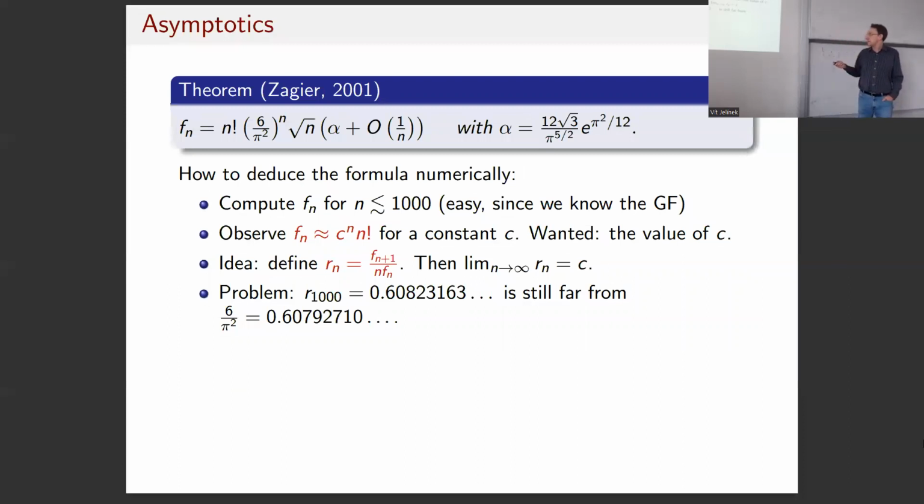So at index 1000, I get something like 0.608236163, which doesn't remind me of any famous number that I know, and it certainly doesn't remind me of 6 over pi squared, which is something different. So with my hard work of computing 1000 coefficients, I only basically get 2 digits correct or something like that. So that's not enough to guess what the limit should be.